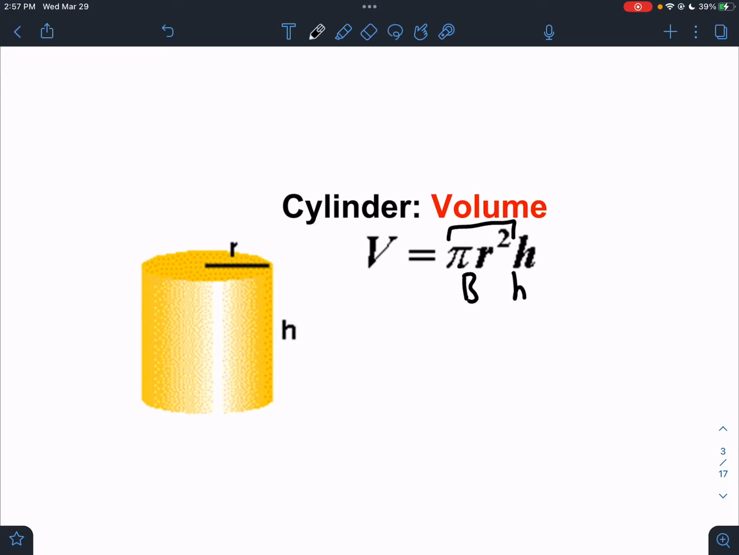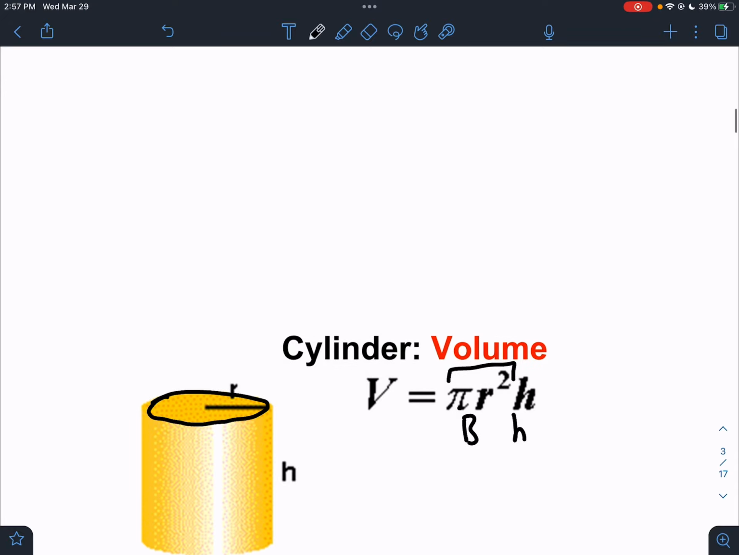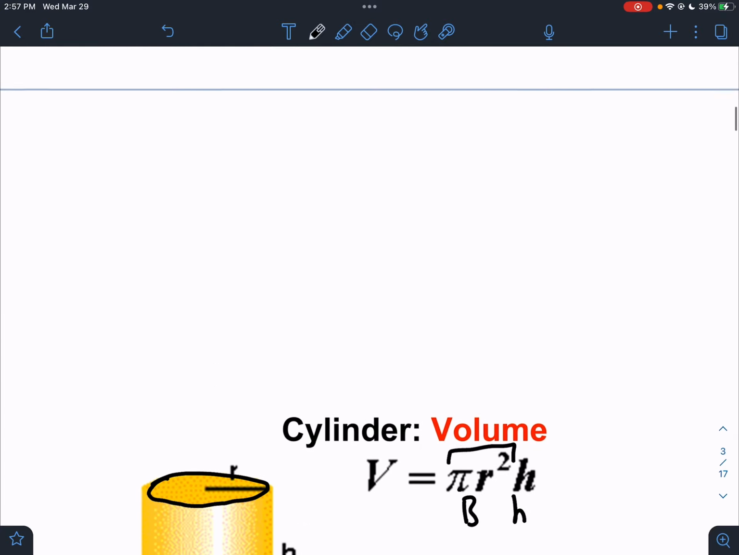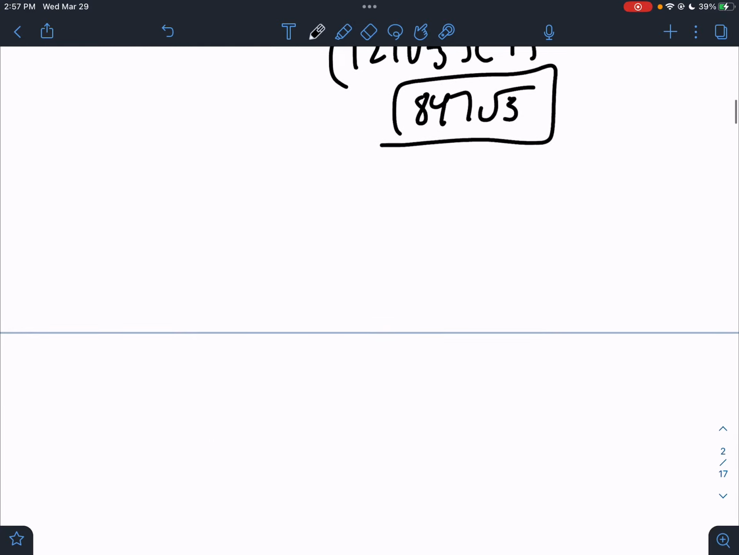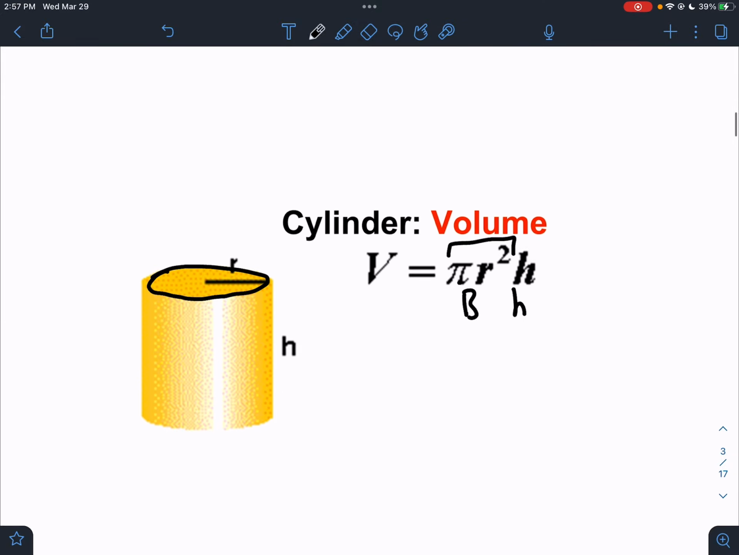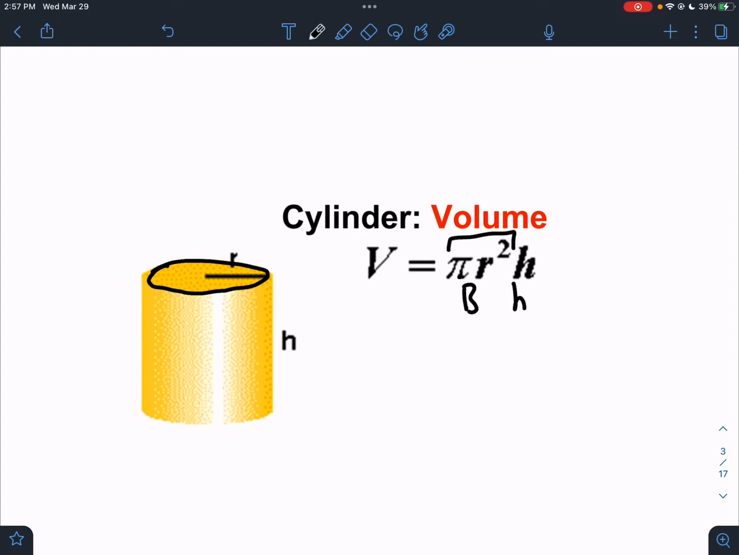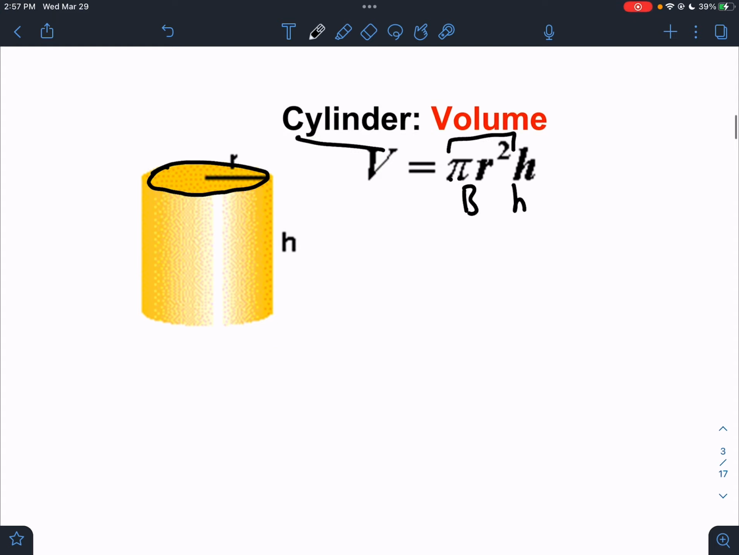A lot of times, if it's a prism, the base can be anything. It could be a triangle. It could be a pentagon. It could be, whatever, a calculator. It could be any shape. I don't know, that's a weird example. But the base could be any shape. For a cylinder, it's got to be a circle, so they go ahead and plug the circle formula in there.